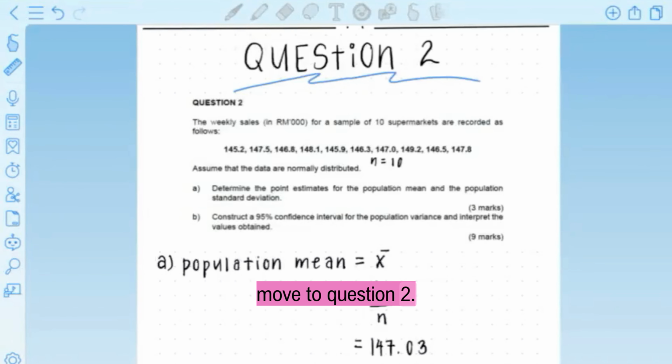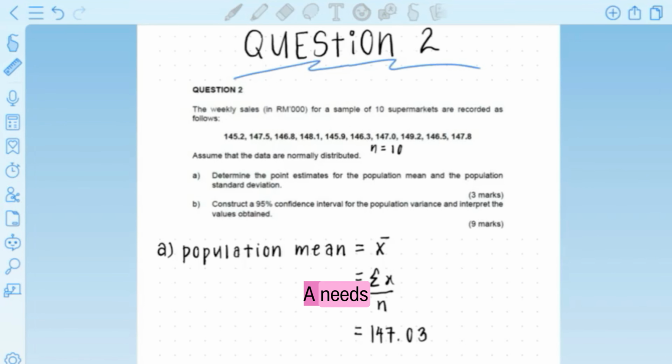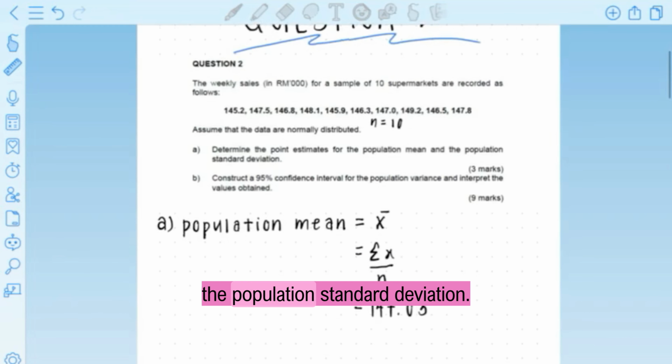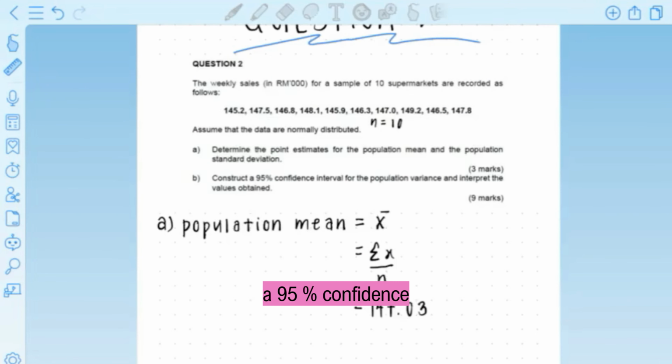So let's move to question 2. Question 2 gives us the weekly sales in 1000 for a sample of 10 supermarkets. Question A needs us to determine the point estimate for the population mean and the population standard deviation. And for question B, we need to construct a 95% confidence interval for the population variance. So based on the question that we're given, we can identify that we need to use case 2 for question B because the mean is unknown.